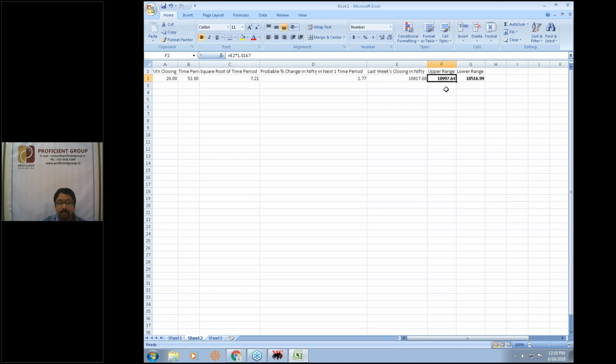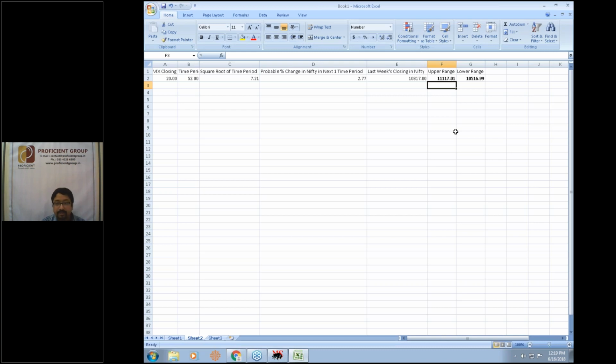I did not put any formula here, so this is not showing any change. But if the value of Nifty is rising, let me put the formula here: equal to this multiplied by this plus 100, whole divided by 100. So this value is now changing.